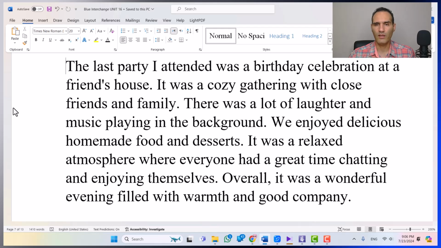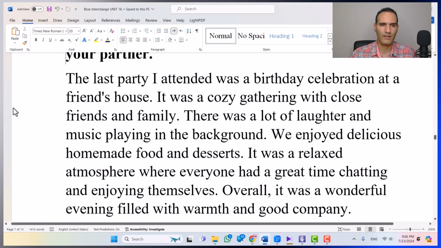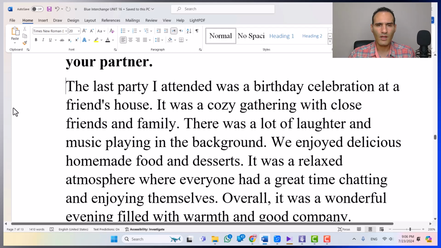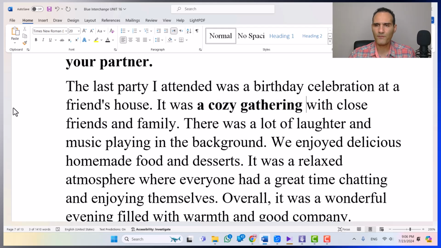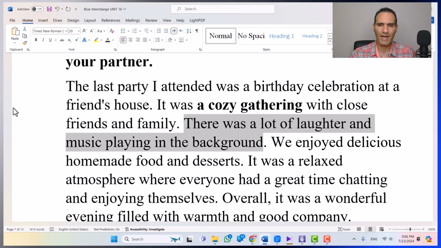Okay, there were a lot of points here to talk about. Let's see. It says, the last party I attended, so attend means go to, but attend does not have the preposition to. The last party I attended was a birthday celebration at a friend's house. It was a cozy gathering, a warm gathering with close friends. It is close, not close, because it is an adjective. Close friends and family. There was a lot of laughter and music playing in the background.